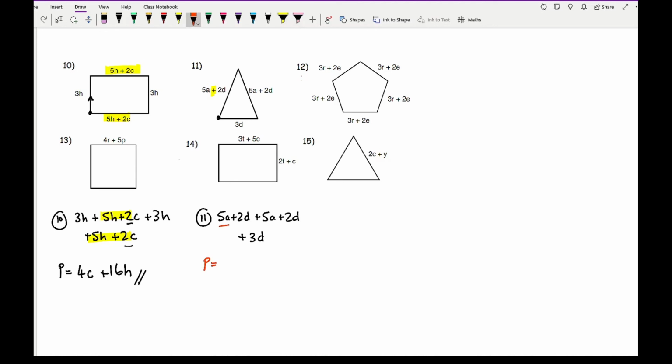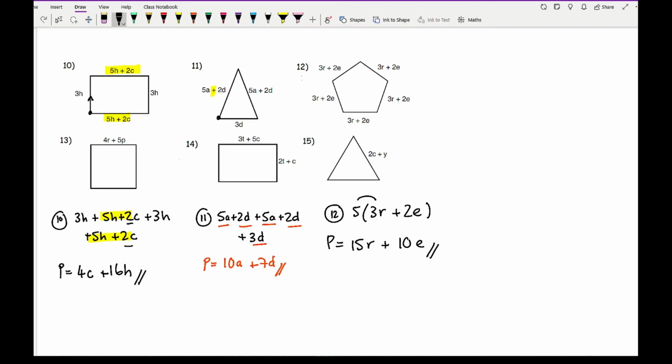So looking at the A's, I've got 5 plus 5, which is 10A. And then looking at the D's, I've got 7D. And there's my final answer. For question 12, looking at this, I'm going to have 5 lots of 3R plus 2E. Now I could add them all separately, or I can notice that they're all the same. So I'm going to use brackets, in which I've got 15R plus 10E, and that equals P. And there is my final answer for 12.